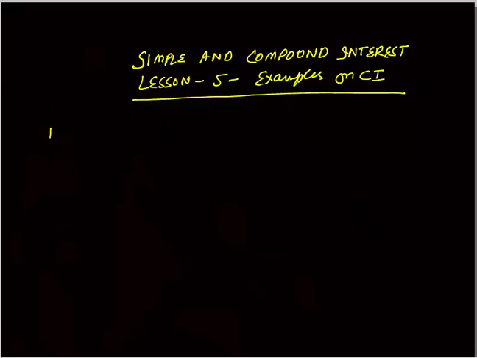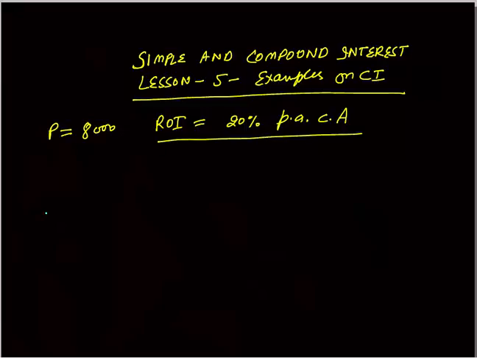Suppose that your principal is given to you as 8,000. Rate of interest is 20% per annum compounding annually. First, you need to calculate the compound interest of 2 years. What will be the compound interest for 2 years?